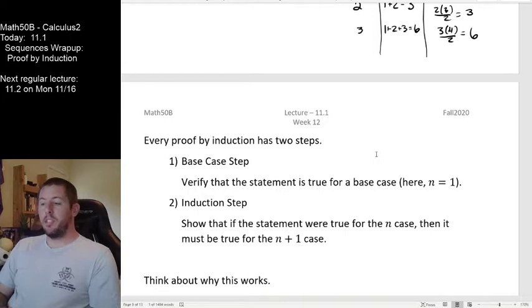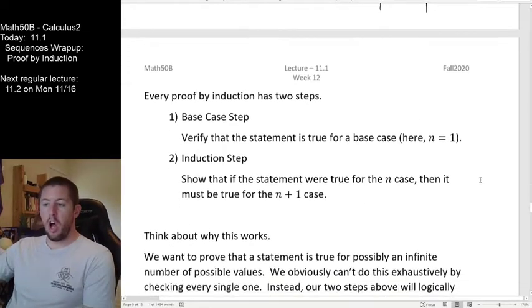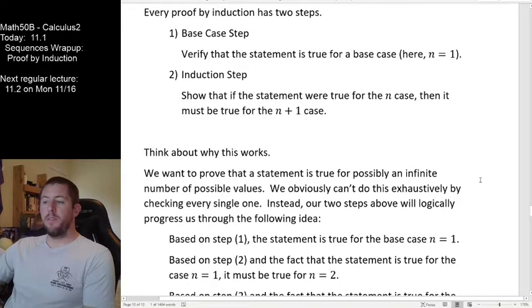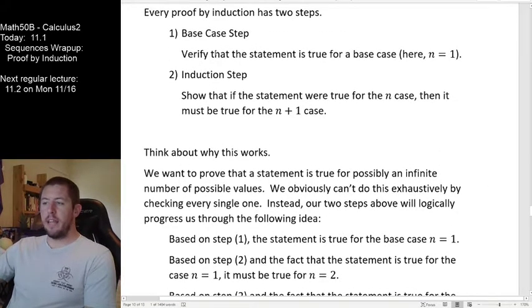This is going to say, let's show that if the statement were true for the case when we are going up to n, then that proves that it must be true for the n plus 1 case, right? And here's the reason why this is going to actually prove that this is true for all cases for us. We want to prove that a statement is true for possibly an infinite number of possible values of n, right? We can't do this exhaustively by checking every single one. So what we're trying to claim here is that these two steps logically show that this must be true for all possible values of n.